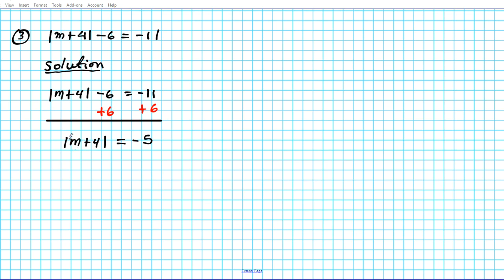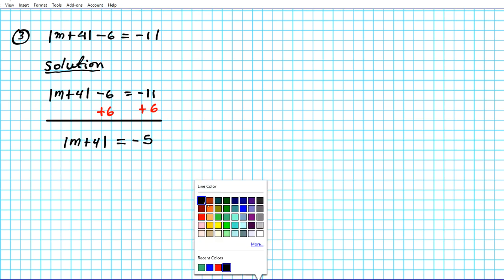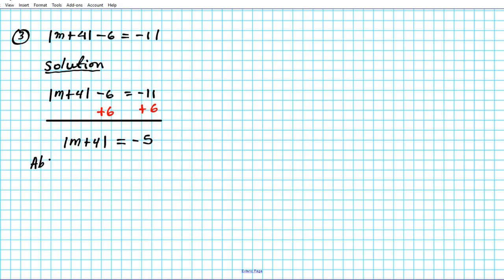Remember we talked about this earlier, that the absolute value of a variable is always going to equal a positive number because it represents distance. So let's write down a note here in our solution: absolute value is never negative. Since absolute value is never negative because it's a distance, we have no solution to this particular equation.